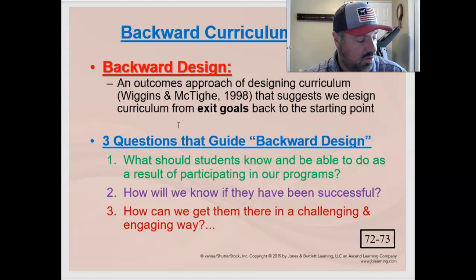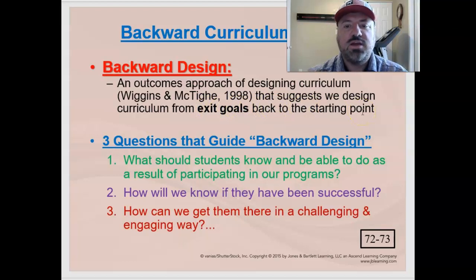You're going to look at the end goal, where you want students to be. Are those our Show-Me standards? Are those our NASPE standards? Are those our grade level expectations? Are they a combination of all 3 of those? So we want to look at our exit goals for the course, break it down to the unit, break it down to the chapter, break it down to the lesson. We want to look at the exit goals and then work our way back to the starting point.